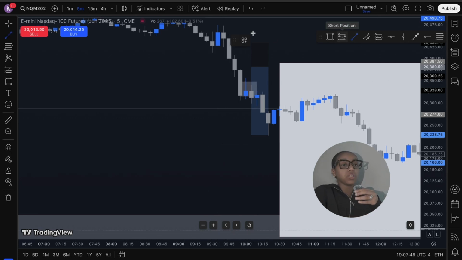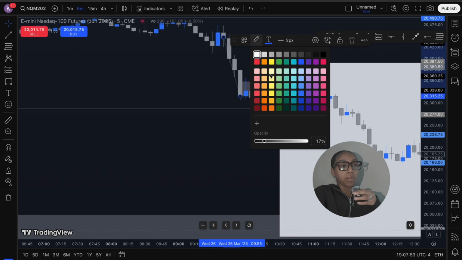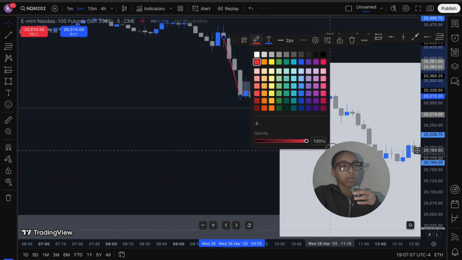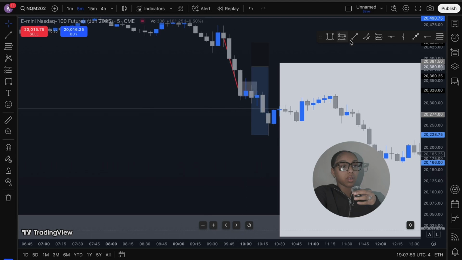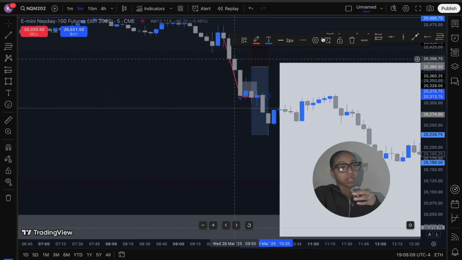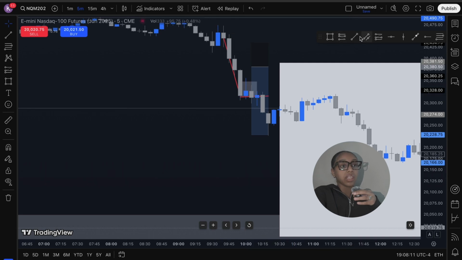Most of the time what the market will do is you'll get a push. Oh, y'all can't see that line. Hold up, let me make it bright red. All right, so you'll see a push, and then you'll see either a pullback or some sort of consolidation like this, and then you'll see a continuation to the downside.